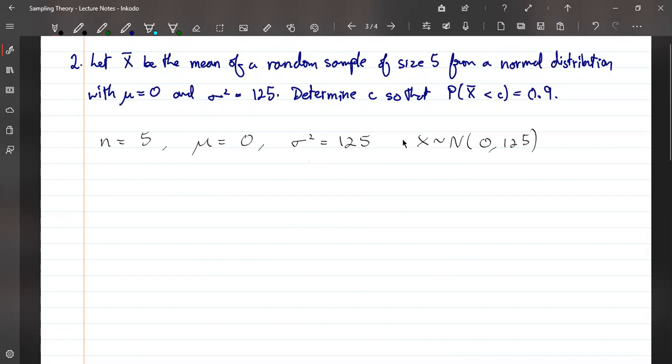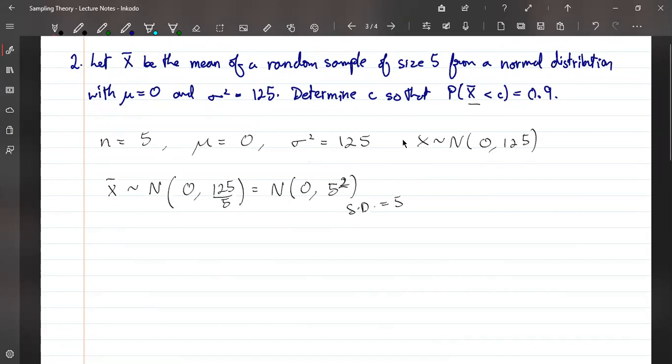Therefore, we know that X bar will follow... So we have to compute something with X bar. So we know that X bar will follow N(0, 125 by 5). That is N(0, 25), which I'll write as 5 square. So the standard deviation is 5 for the sample mean.